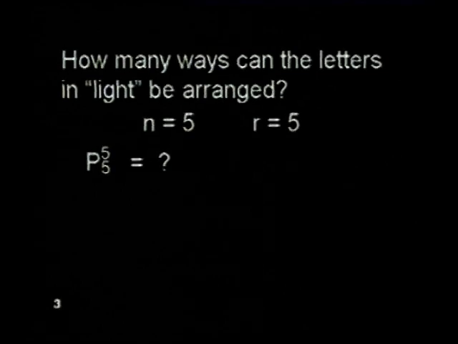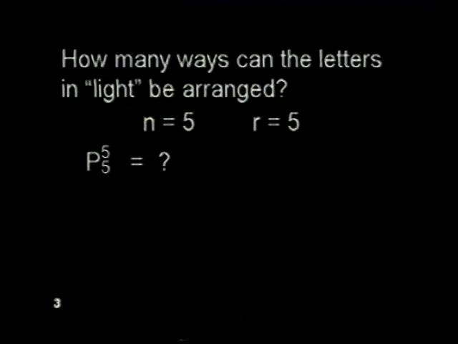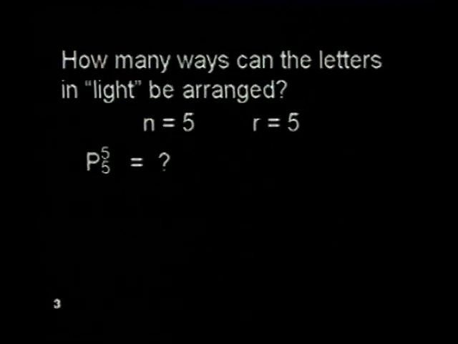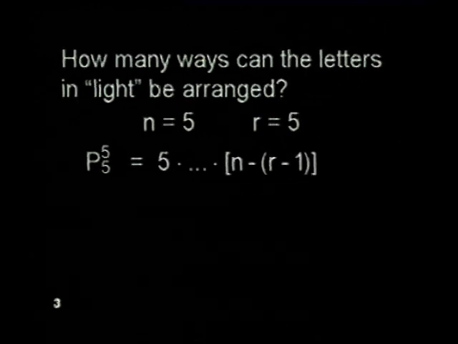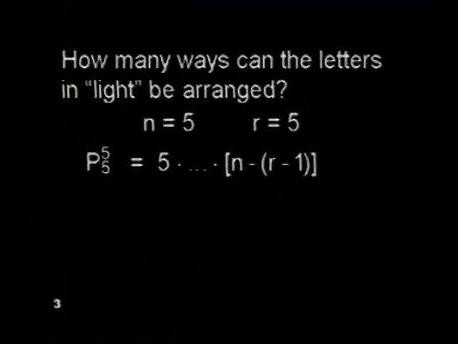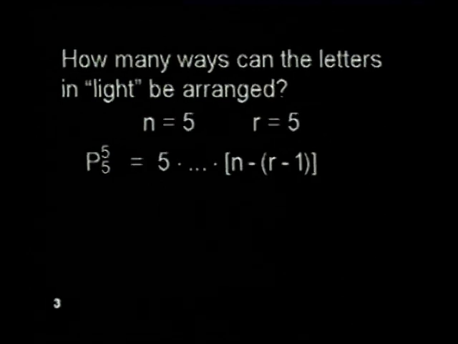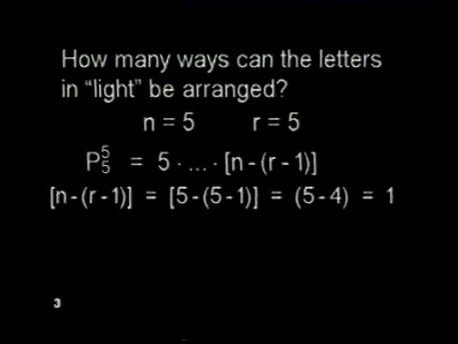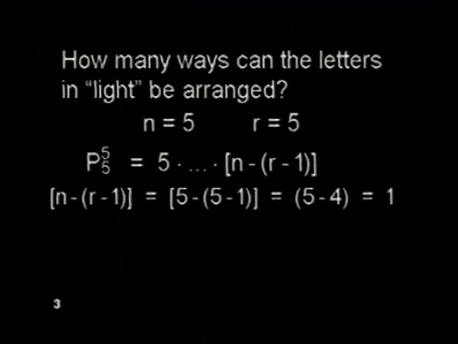For this problem, both n and r equal 5. This is because there are 5 letters in the word light, and all 5 letters will be used in each arrangement. We know that the first factor of the multiplication series is 5 because n equals 5. Now we want to solve for the last factor of the series using the formula. When we substitute the values of n and r into the formula, we can solve for the last factor.